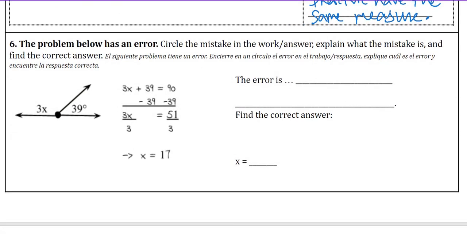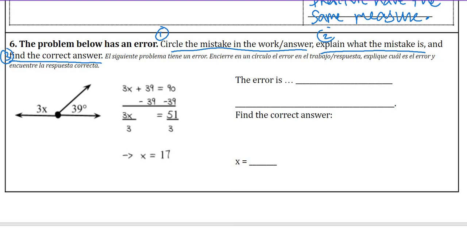All right, number 6. The problem below has an error. Circle the mistake in the work/answer and explain what the mistake is. And find the correct answer. All right, that's a lot of different steps. So I'll have to circle the mistake. That's the first thing I'm going to do. I'll have to explain the mistake. That's the next thing I'll do. And then I have to find the correct answer. That's the last thing I'll do.